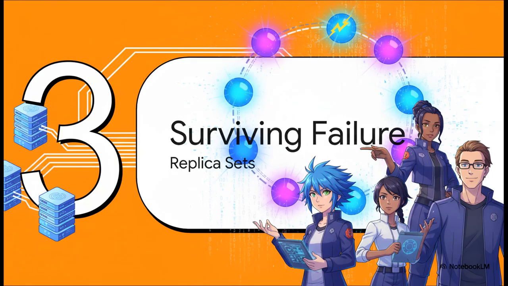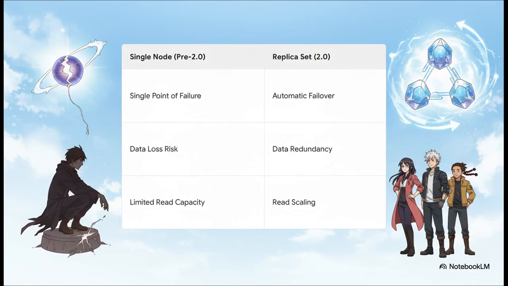Okay, but scaling out only solves the size problem. What about reliability? What happens when one of those library branches suddenly has a major flood? That brings us to the second pillar of the 2.x revolution, replica sets. This was all about resilience. And wow, this slide just shows you the night and day difference. Before, you had a single point of failure just waiting to ruin your day.